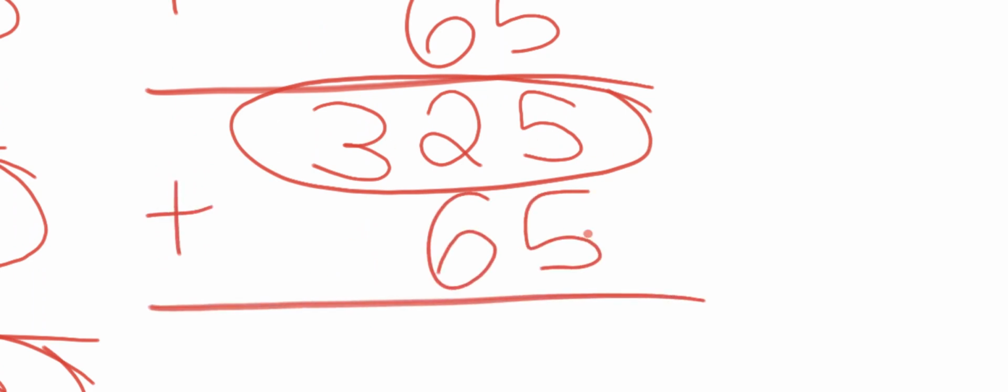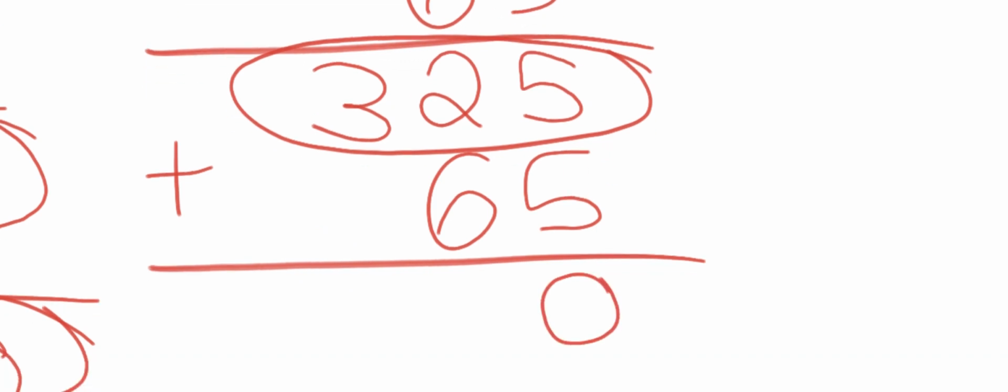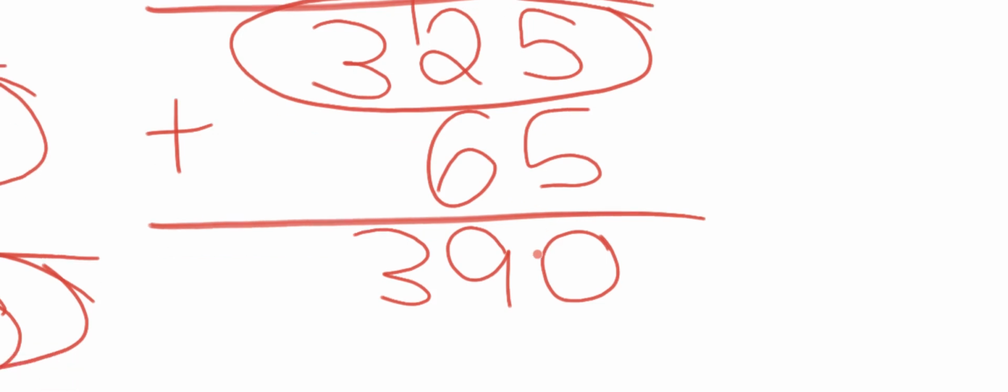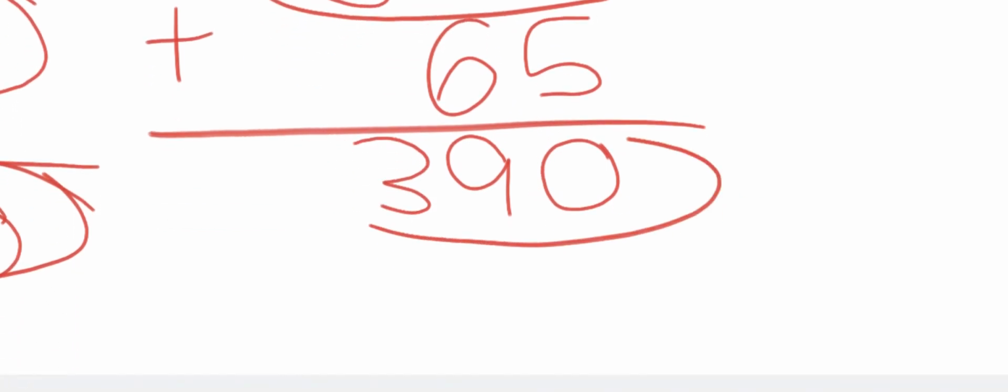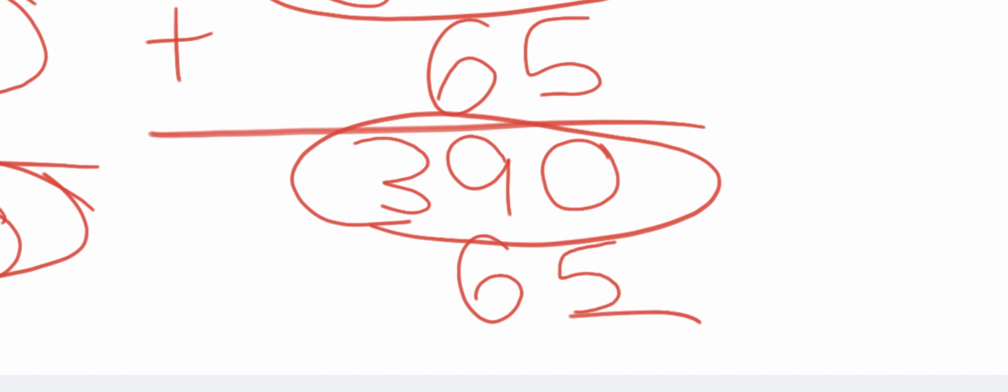What is 325 plus 65? 5 plus 5 is 10. 6 plus 2 is 8, plus 1 more is 9. I have a 3. 390. I'm still not there yet. Almost there. Then I'm going to add 65 again.